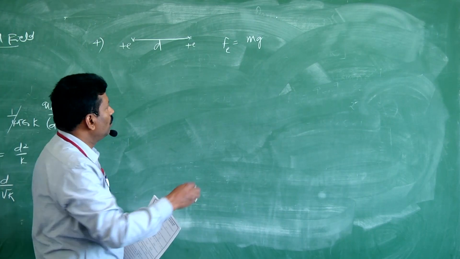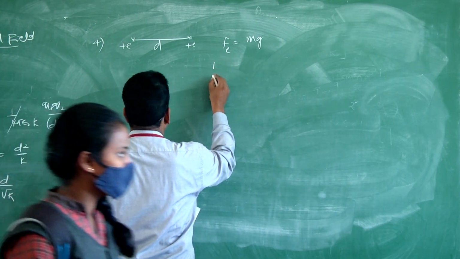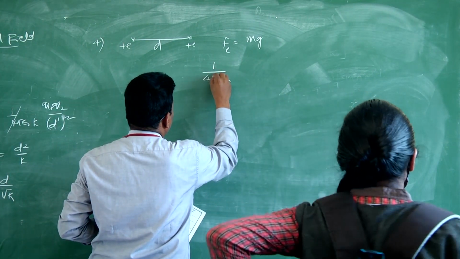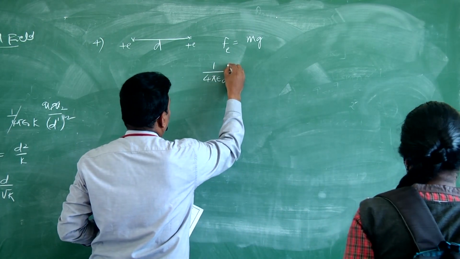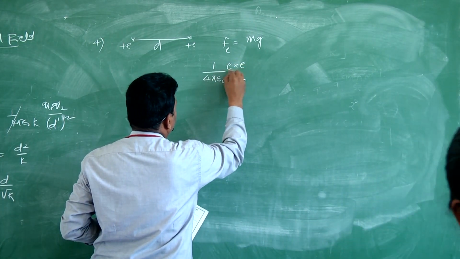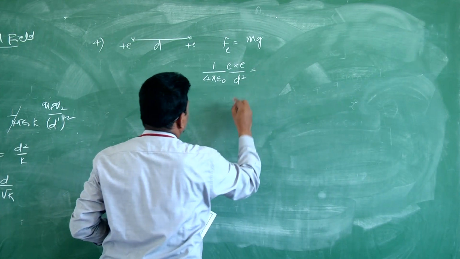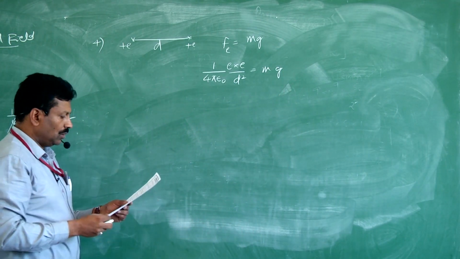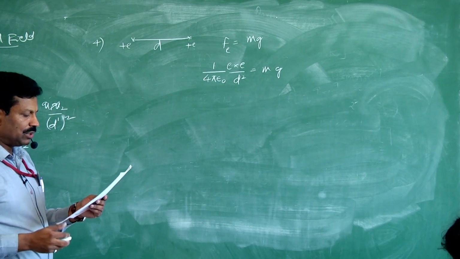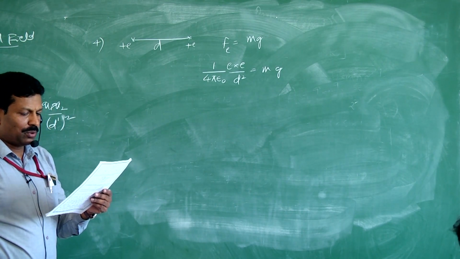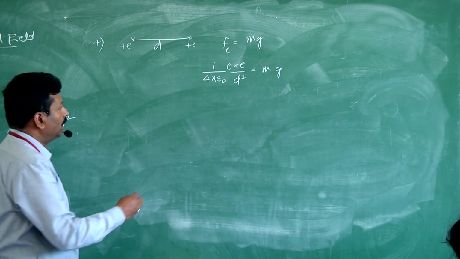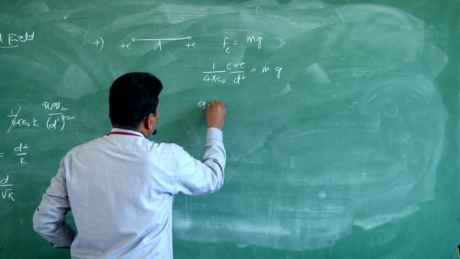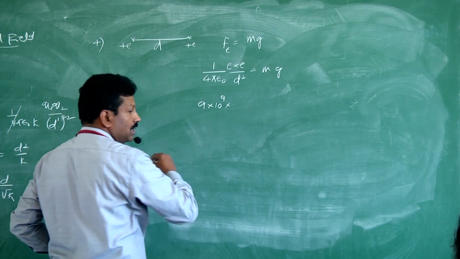Okay. So electrostatic force is 1 by 4 pi epsilon naught, e into e, by d squared. Now this is equal to mass into g. Here the charge of proton and mass of proton are given, and g is given, right? So this is 9 into 10 to the power 9. What is the charge of proton?